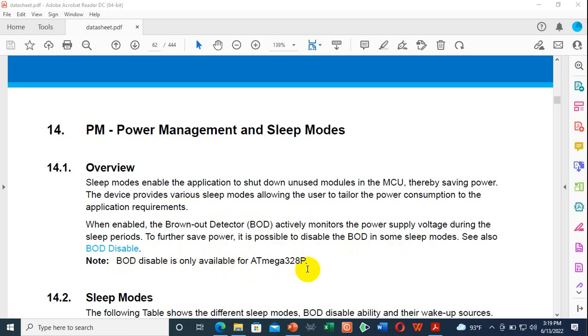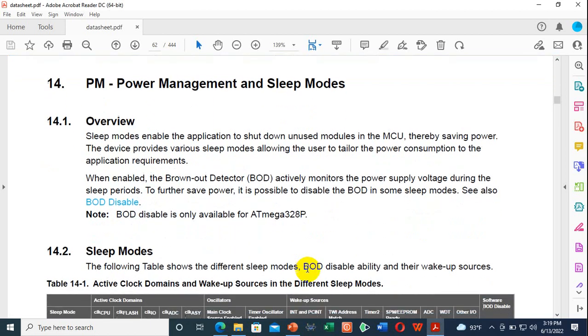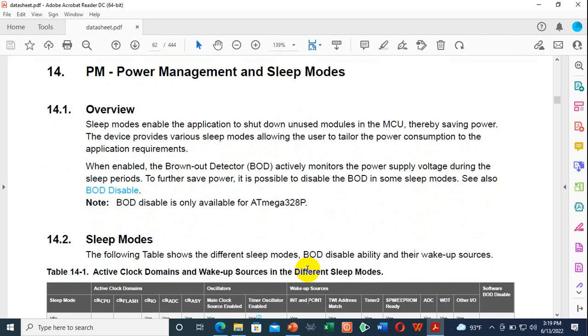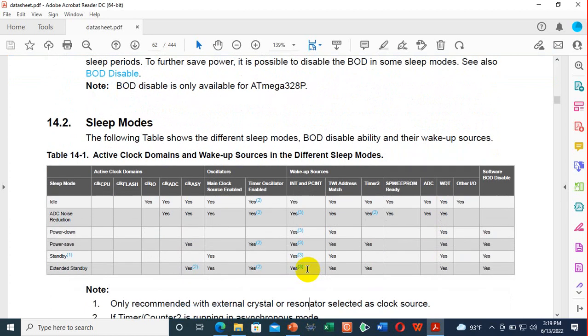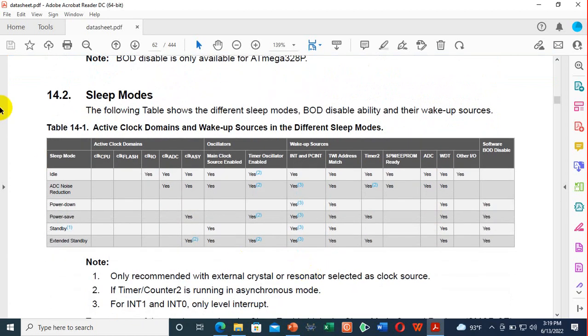Now, what are the sleep modes? There are 5 different sleep modes we can use, right? Let me go over there. The following table shows the different sleep modes, the BOD disable ability, and the wake up sources. Look at over here, the different sleep modes: Idle, ADC noise reduction, power down, power save, standby, extended standby.